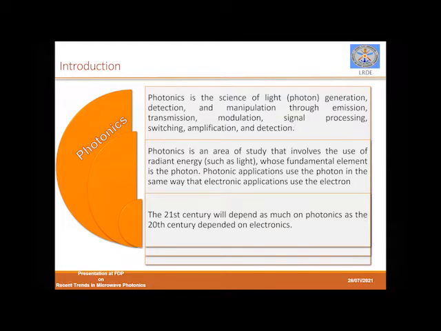Correct. So if we see that, we will get multiple definitions, but I can take one example. We can define it as the science of light, basically the photon generation, detection and manipulation through emission, transmission, and so on. Basically it deals with the complete activities related to photon. In another way, it is a study that involves the use of radiant energy such as light. One thing I can tell you, the 21st century will depend on photonics as the 20th century depended on electronics.